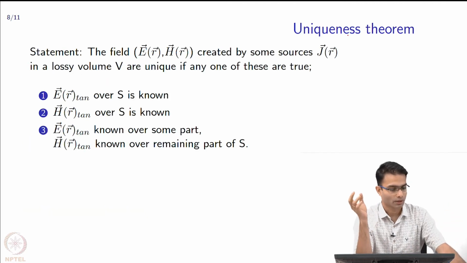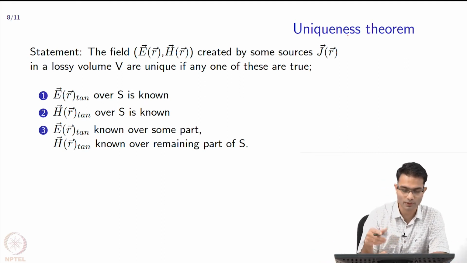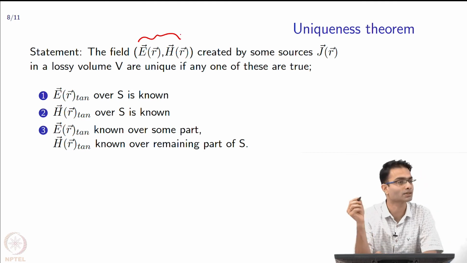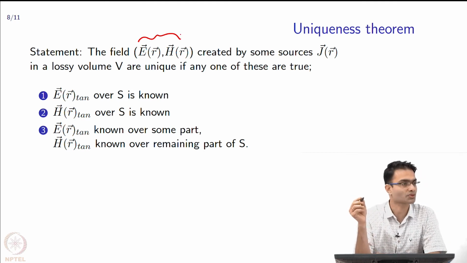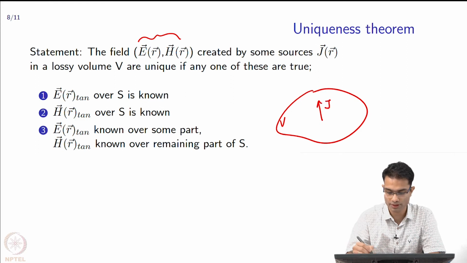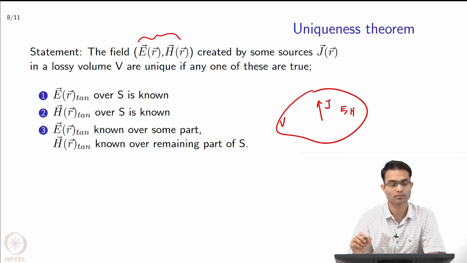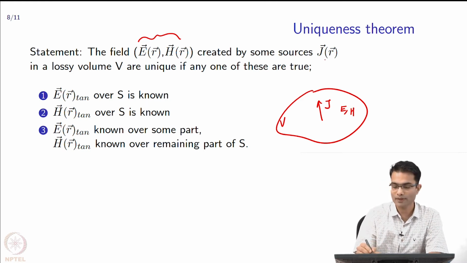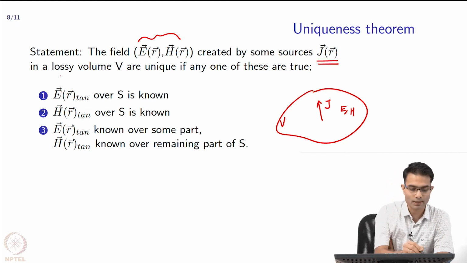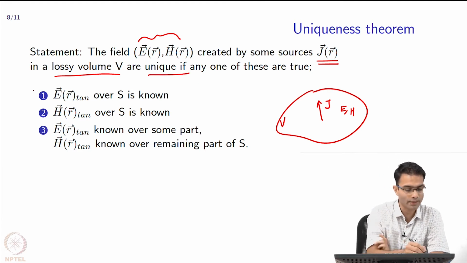So, the statement of the theorem is as follows. It says that the field, and by field I am talking about E and H, created by some sources J. Let us take some volume over here and put some current source J in it, and this is going to produce a field E, H. So, what is the theorem saying? That if I take a source J inside a lossy volume V, then the fields are unique under any of these three conditions. It is not all, it is any of these three conditions.